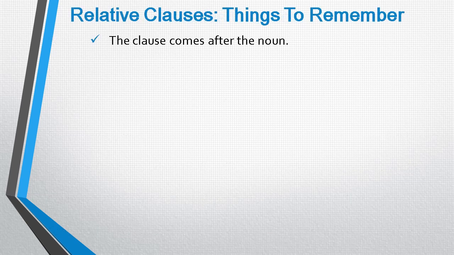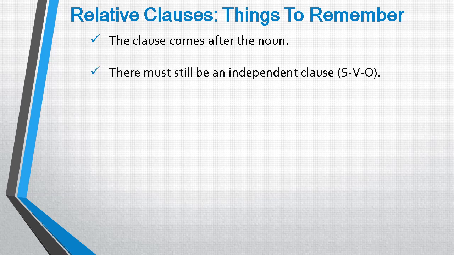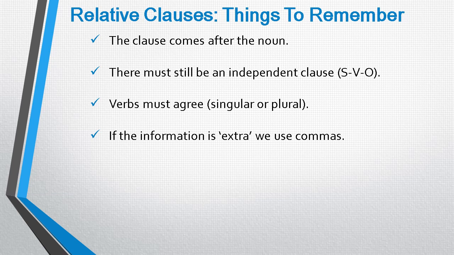So here are a few things to remember about relative clauses. Firstly, the clause comes after the noun. Secondly, there must still be an independent clause that works on its own, so that means it must have a subject, verb and an object. We simply insert the relative clause after the main noun. Thirdly, the verbs must agree, as in singular or plural. And you might also have noticed that there were commas. Sometimes we had commas after the main noun and sometimes we didn't.